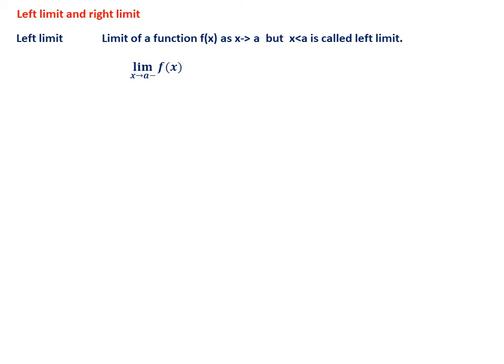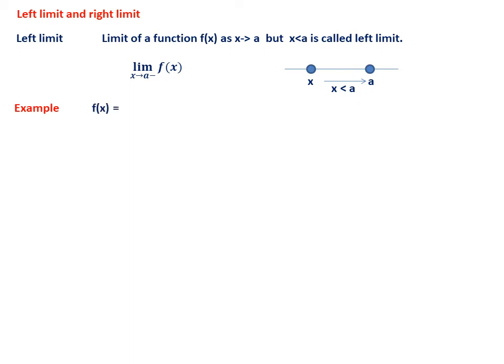A minus here means it is left of a. In the diagram you can see here, a is on the right side, x is on the left side of a. In the number line you know if it is left side it is less than a, therefore x is less than a. This limit is called left limit.